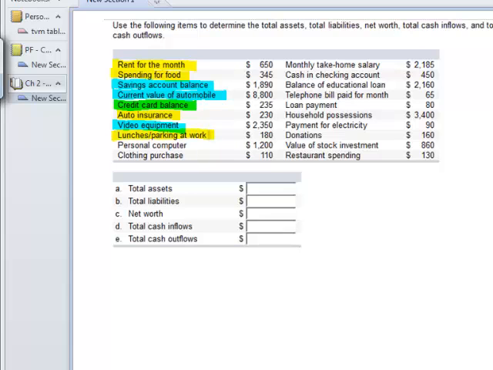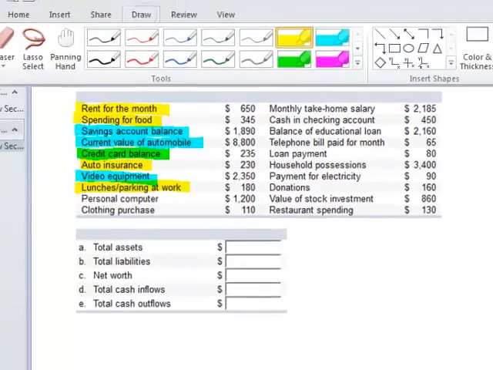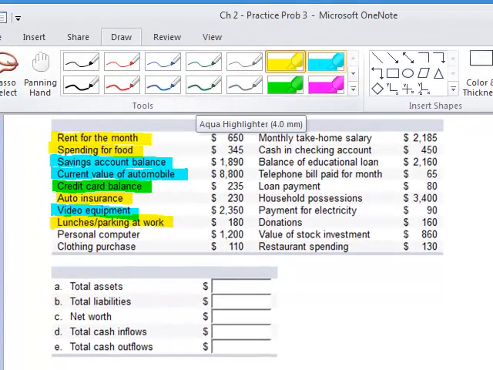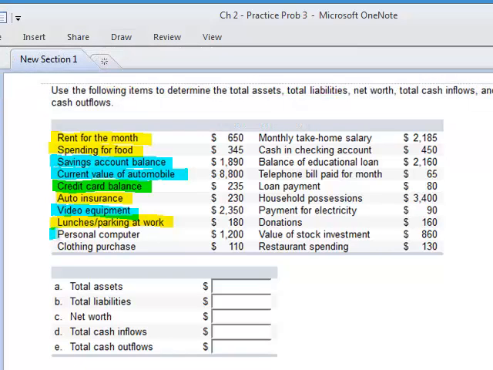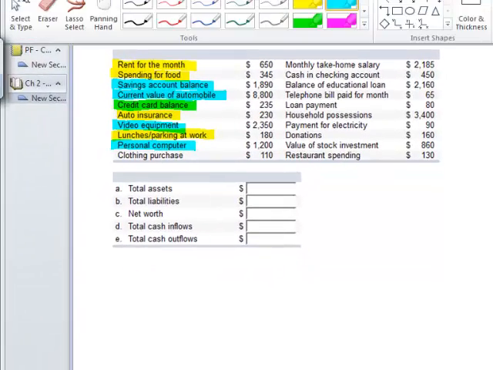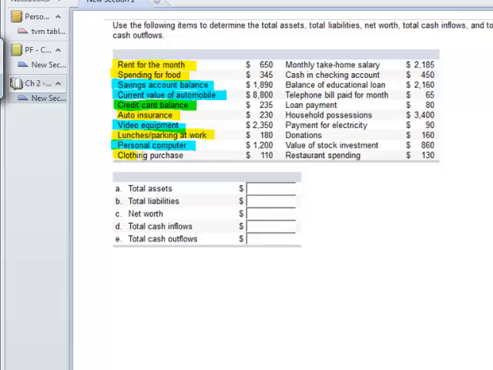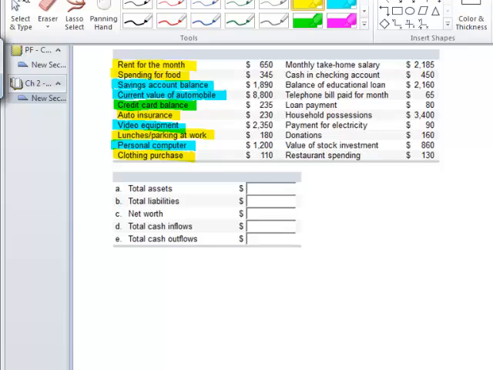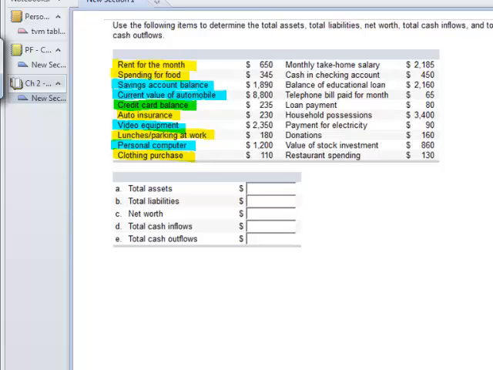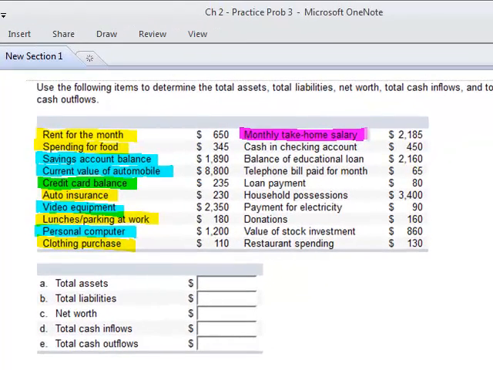Personal computer, that is something that you have. That is an asset. So that's going to be, what are my assets, blue. So let's see. Personal computer, that's an asset. Clothing purchase, that's a money outflow. Right, I'm spending money. That's an outflow. My monthly take-home salary, that is money in. That is our first money in. So that's going to be, well, maybe I'll make it pink. Monthly take-home salary, that's our money in. That's what we're hopefully going to be greater than all of our money out.